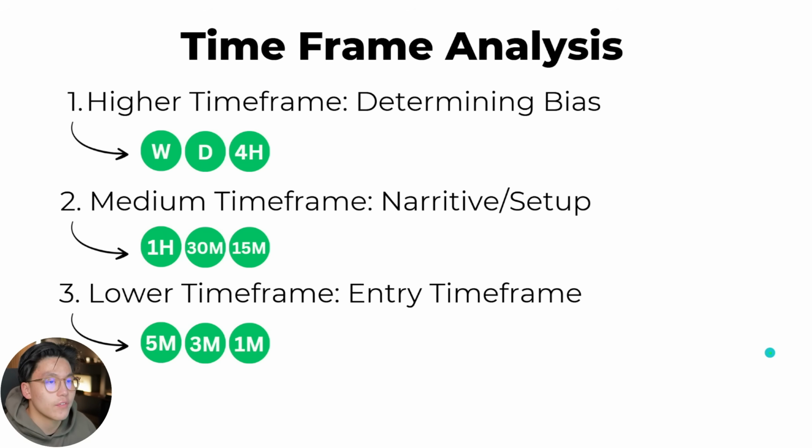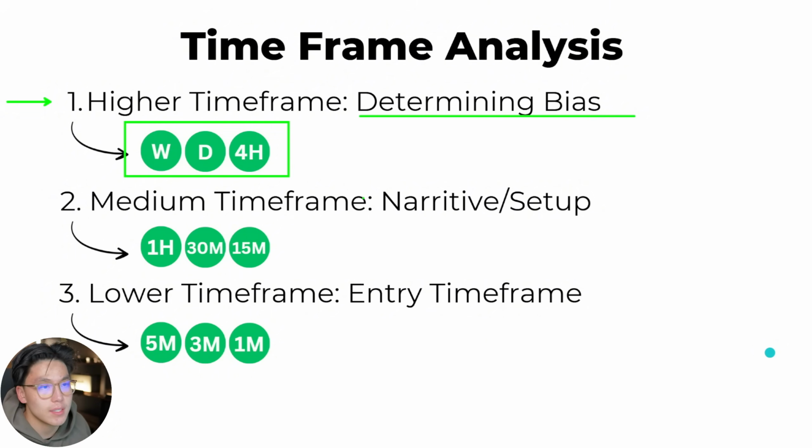Let's get into it. The first thing that we're going to talk about is time frame analysis. The first thing that we're going to be looking for when using the top-down approach is we're going to start off on the higher time frame. This is the first one, which is essentially determining a bias. And determining a bias is essentially just understanding where price is most likely going to gravitate towards. Is it going to gravitate higher, or is it going to gravitate lower?